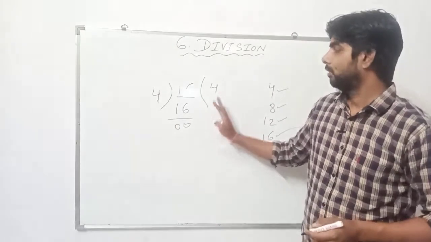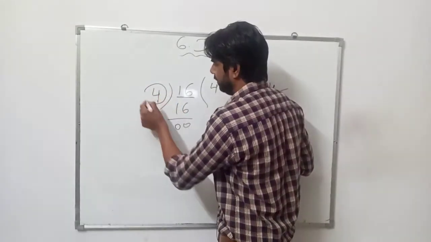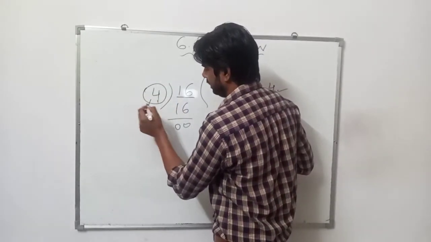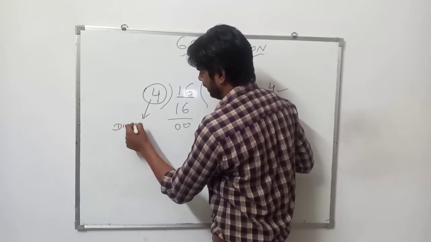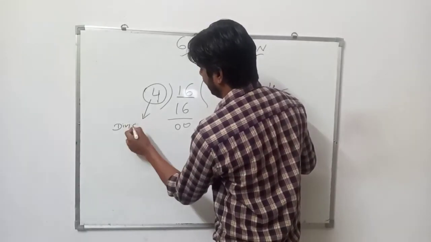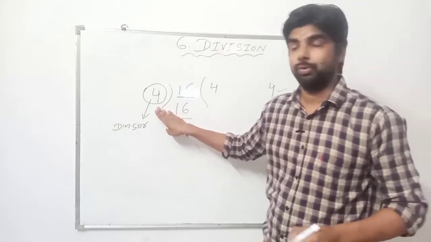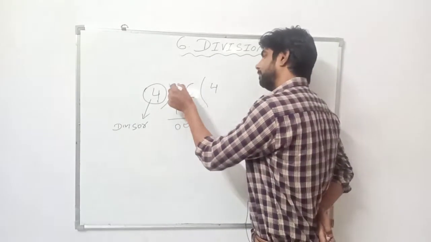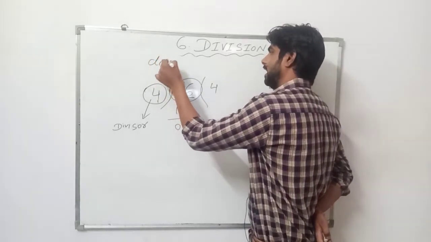Now we will learn what these terms are. The number by which we are dividing is known as the divisor. D-I-V-I-S-O-R. Divisor. The number which we are dividing is known as the dividend.